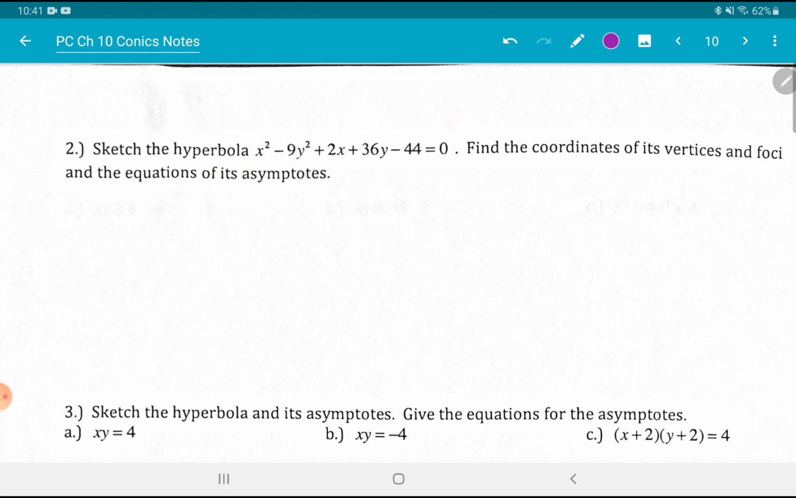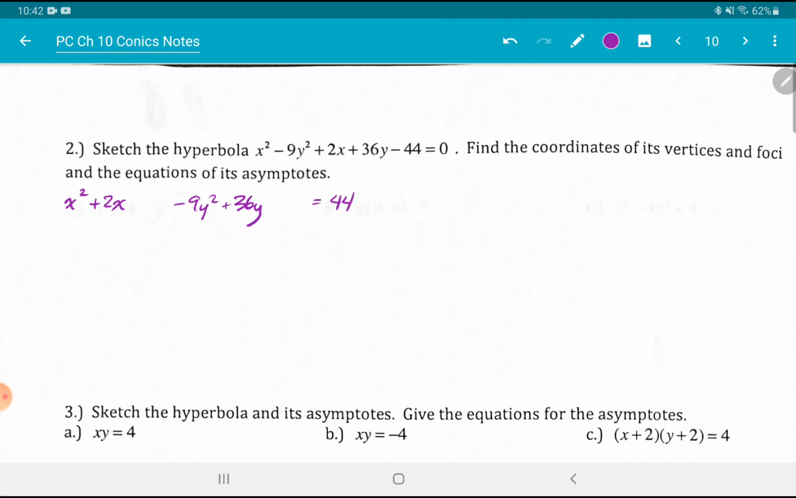So since we want to sketch the hyperbola, let's get it in the form we want, where we can graph it using the center and its values of a and b. Now, just like with the ellipse, what we want to do is group our terms together. So we're going to have our x's together. We'll have our y's together. Actually, I'll leave some space. And then we'll kick over the 44.